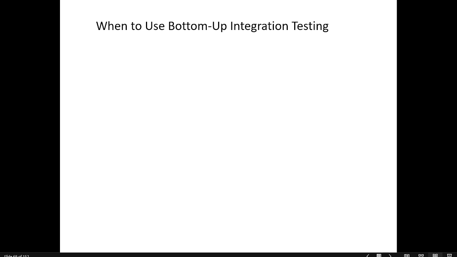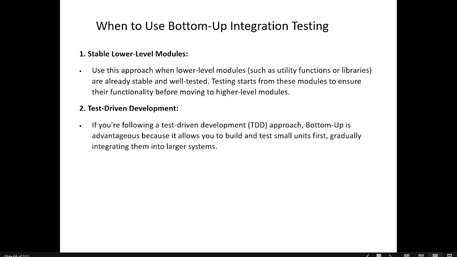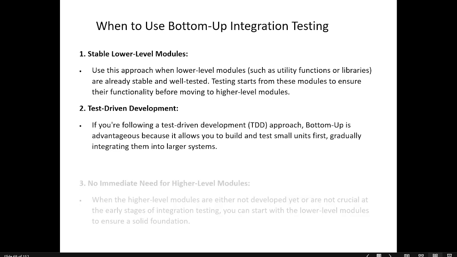Question: when to use bottom up integration testing? When you have stable lower level modules. Use this approach when lower level modules such as utility functions or libraries are already stable and well tested. Testing starts from these modules to ensure their functionality before moving to the higher level modules. This is one criteria. Second, test driven development. If you are following the test driven development approach, bottom up is advantageous because it allows you to build and test small units first, gradually integrating them into larger systems.